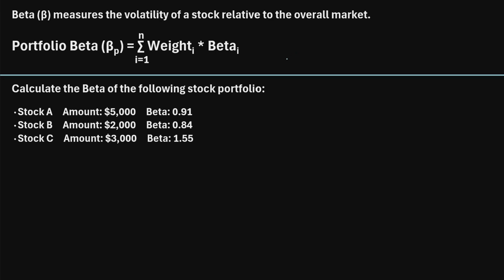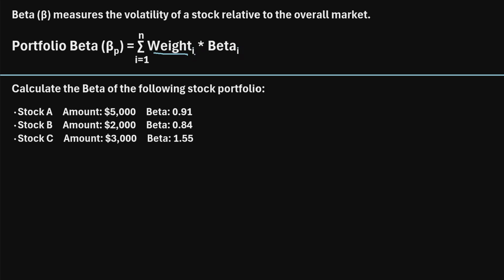Now, often we want to calculate the beta of an entire portfolio of stocks. To do that, we take the weighted average of all of the betas in the portfolio. As a mathematical formula, here's what that looks like. We take the sum, from i equals 1 to n, of the weight of stock i times the beta of stock i, where the weight is just the proportion of the entire portfolio composed of stock i.